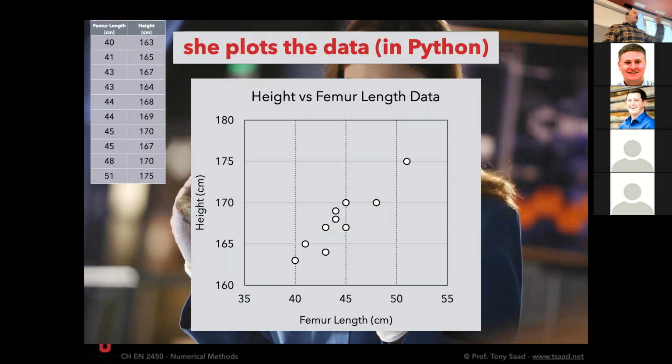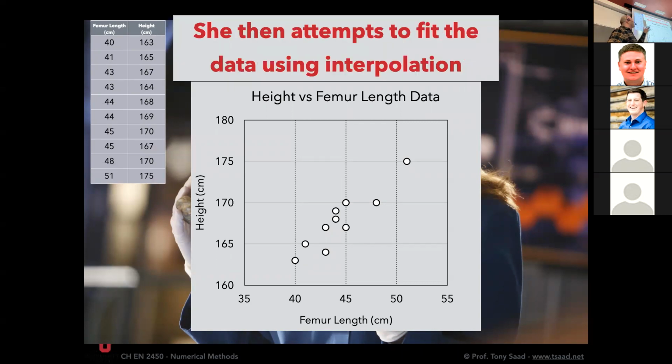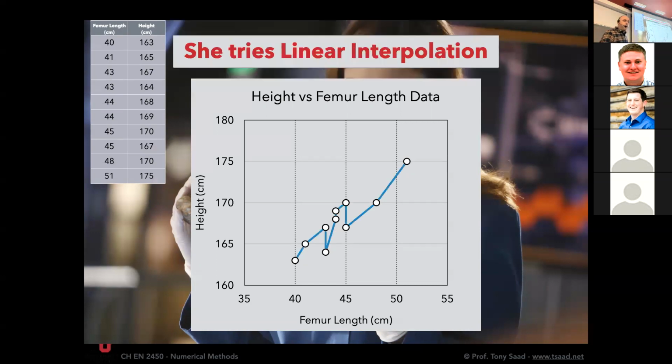Being a good scientist who's taken numerical methods too, she attempts to fit the data using interpolation. Now, her objective is to find the person's height. The femur length was 43 centimeters, right? So at that point over here, what is the person's height? Well, we really don't know. But if you do linear interpolation, this is what you get.